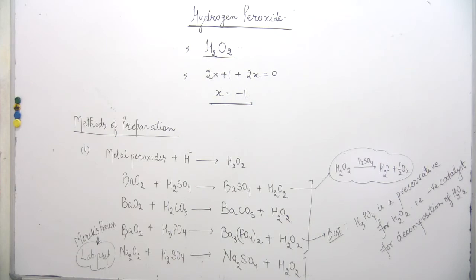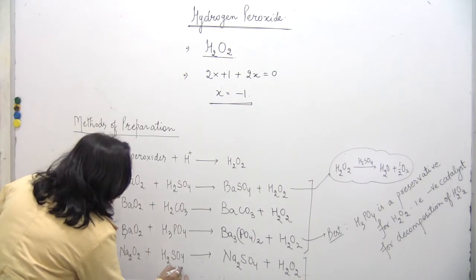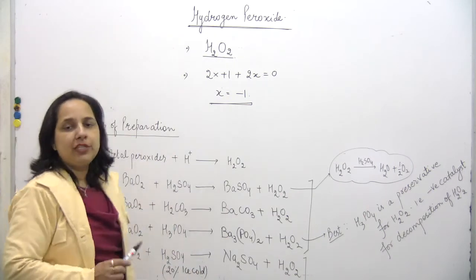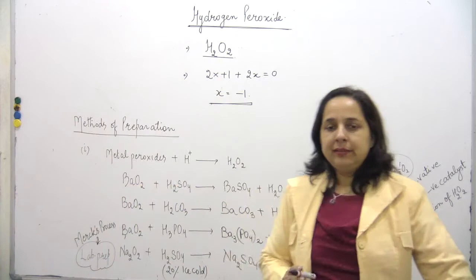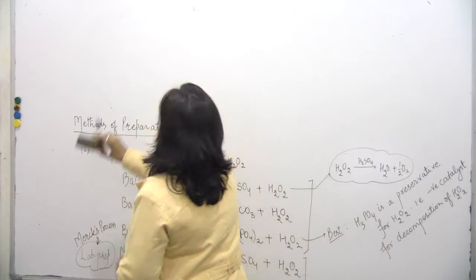The sulfuric acid used here is 20% by concentration and an ice cold mixture. A 20% ice cold mixture of sulfuric acid is used, and this reaction is used for bleaching purpose, where sodium sulfate is not causing any problem. So for bleaching purpose, we are using this reaction. This is the first method of preparation of hydrogen peroxide. Is it clear?